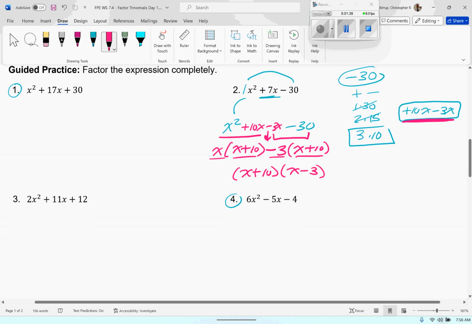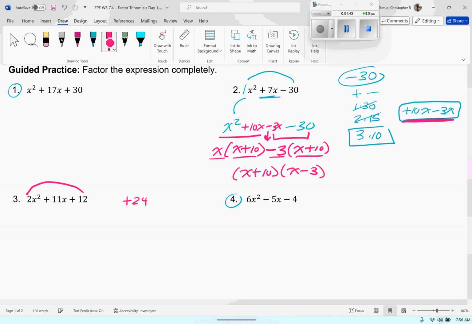For problem number 3, we're going to multiply the very last times the first, and I'm going to get positive 24 because positive 12 times 2 is positive 24. Looking at the problem, all signs are positive, so I think I'm going to have two positive things. So I want to figure out what two numbers multiply together to give me 24 and add to give me 11. So I have 1 and 24. If I add those together, I get 25.